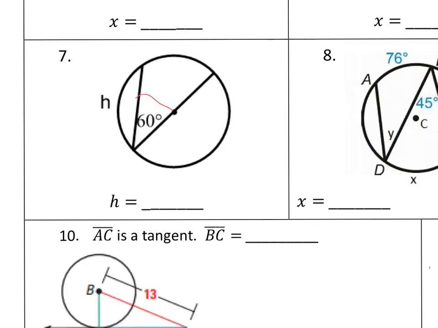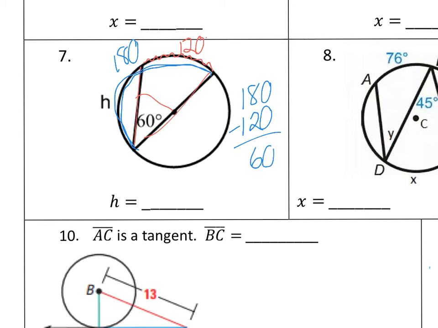For number 7, the first thing I'm given, 60 degrees for this inscribed angle, which means that this arc is going to be double that measure, 120 degrees. Next thing I notice is that they give me a diameter right here. All right, well, if that's a diameter, that means that this arc around here is going to be a semicircle, 180 degrees. So all I really have to do is take out that 120, which is going to leave me with 60. So H is going to be 60.